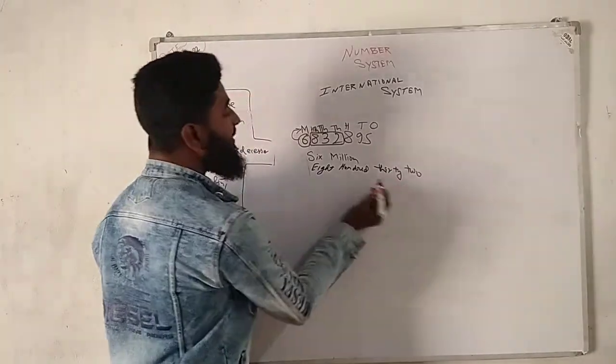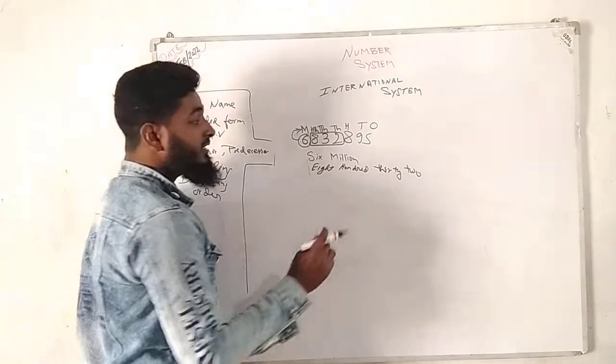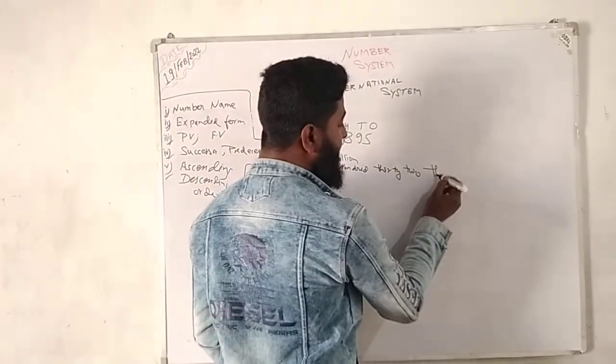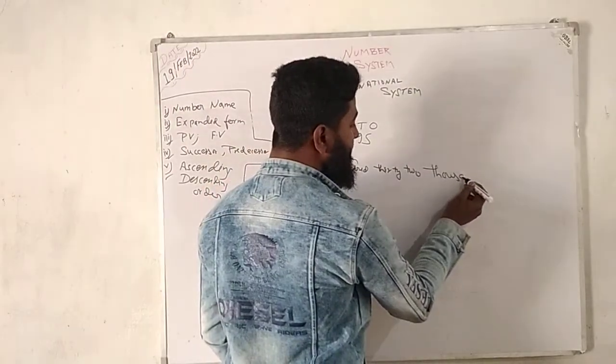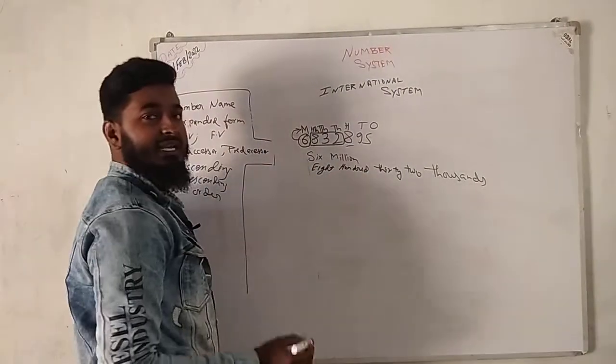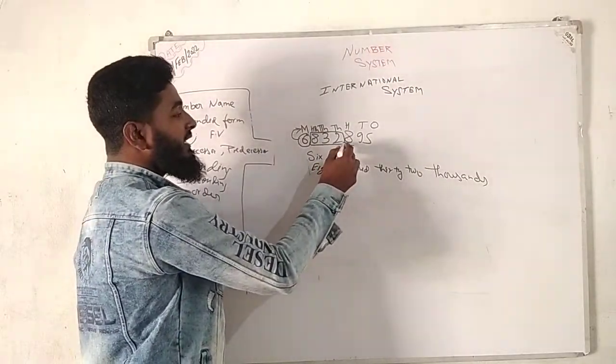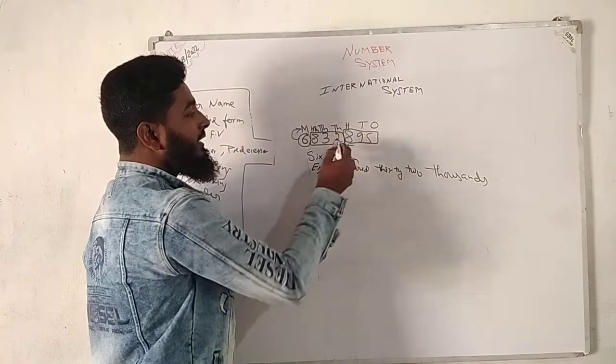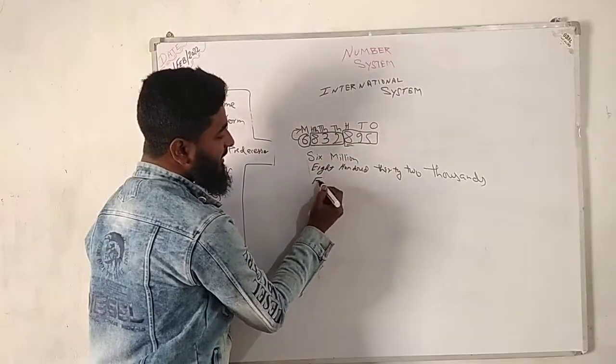What is above 2? Above 2 it is 1000. So write thousands. Okay, done. Now what's the next number? Next number is 8, and above it is 100. Take 3 numbers. Now 895. So 6,832,895.